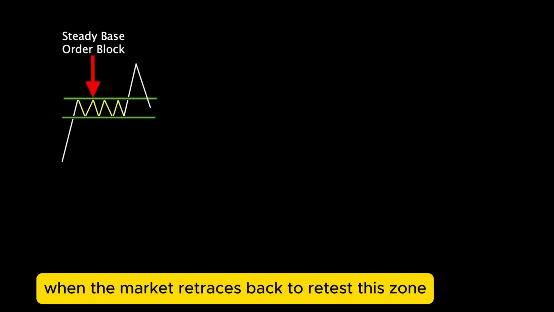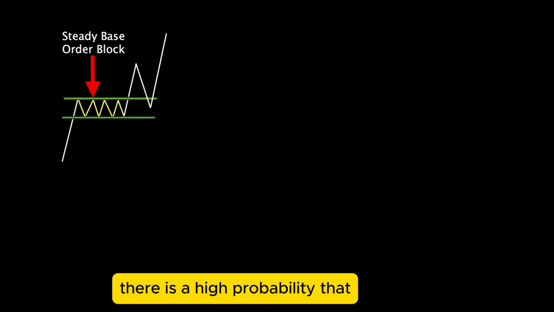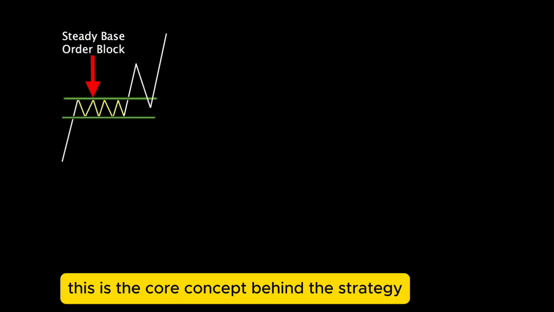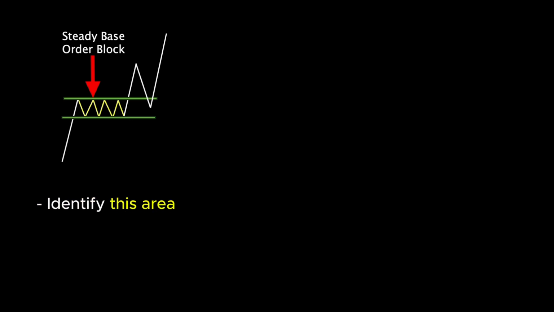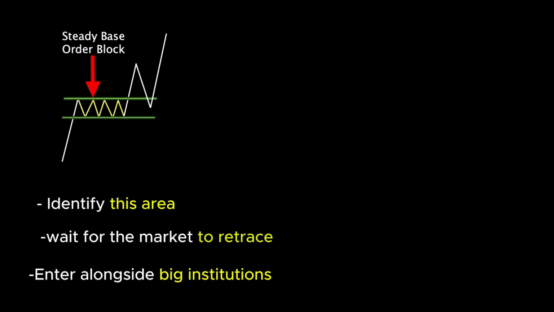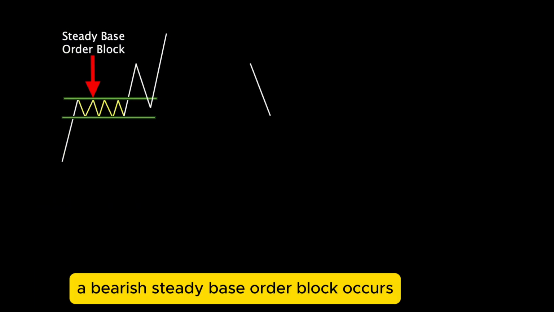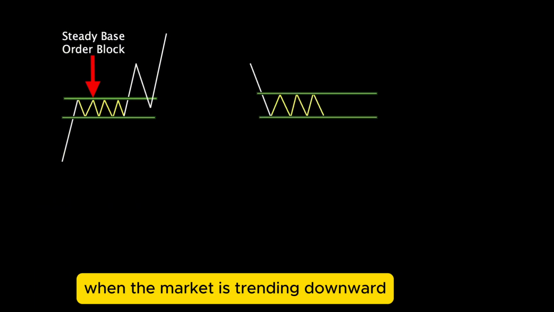When the market retraces back to retest this zone, there is a high probability that the price will move upward again. This is the core concept behind the strategy. Identify this area, wait for the market to retrace, and then enter alongside big institutions to capitalize on the next probable move. A bearish steady base order block occurs when the market is trending downward.